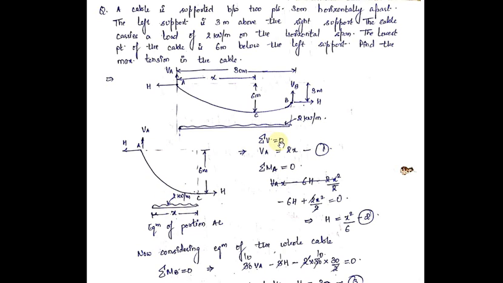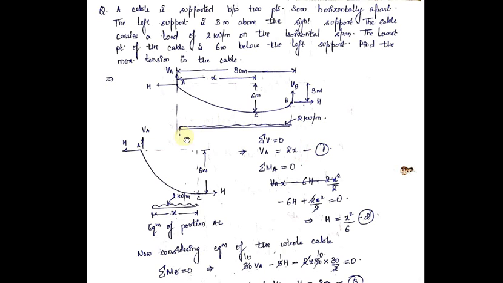So summation of vertical forces equal to 0 means total upward force equals total downward force. Total upward force is VA and total downward force is the UDL. Now we will convert the UDL into a point load: UDL into the length, so 2 into x. So VA equals 2x, and suppose this is equation number 1.